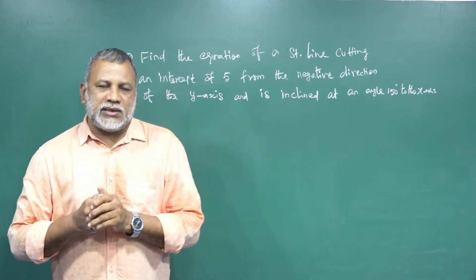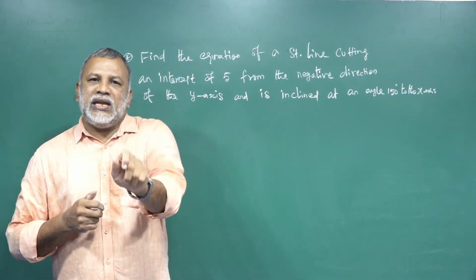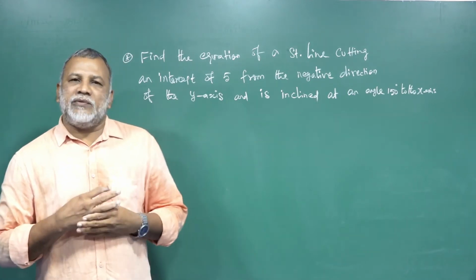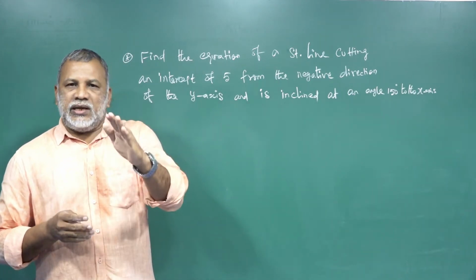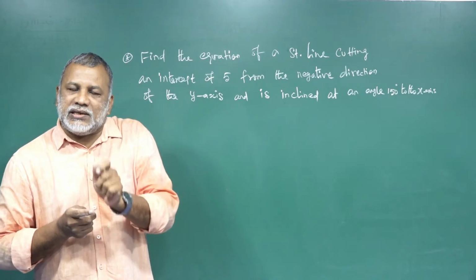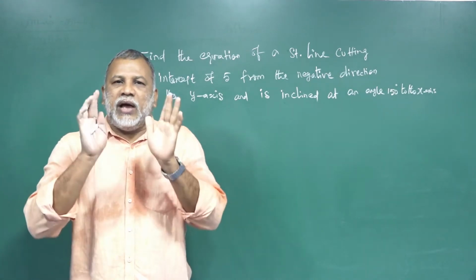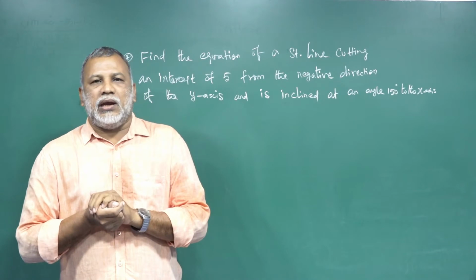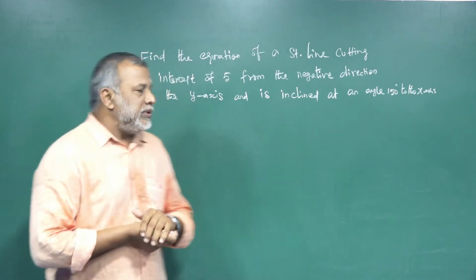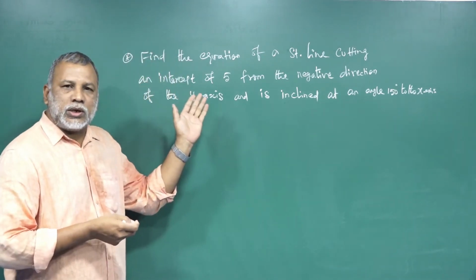And we have also discussed the angle of inclination. What is the meaning of angle of inclination? A straight line makes an angle theta with the positive direction of x-axis. That is called the angle of inclination. With the help of this concept, we are going to work out this problem.